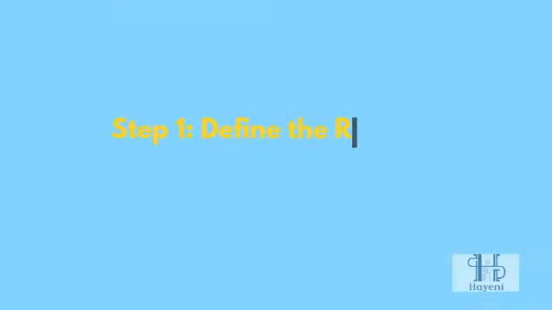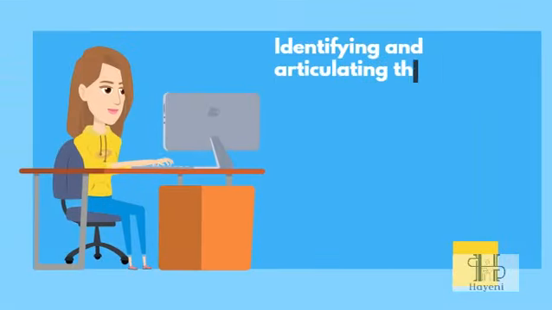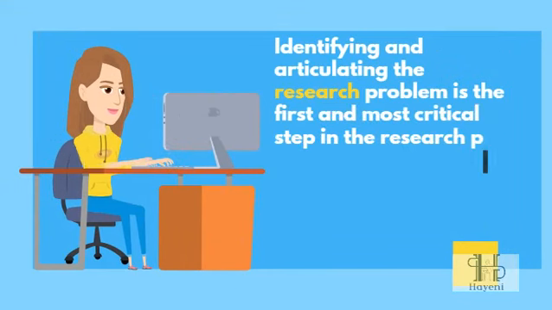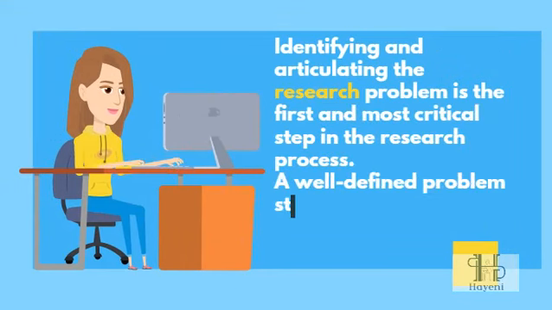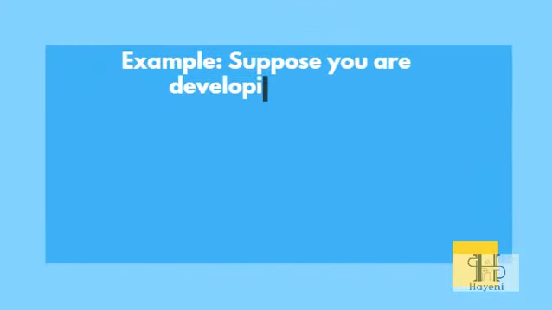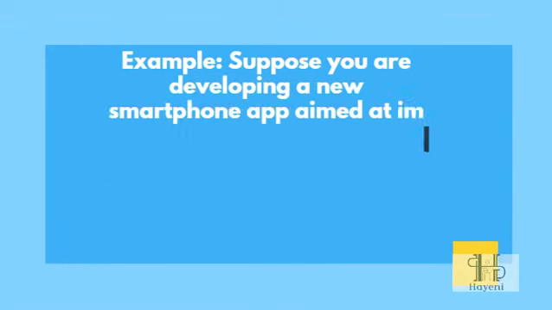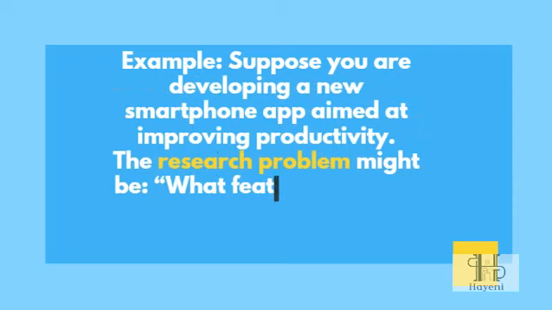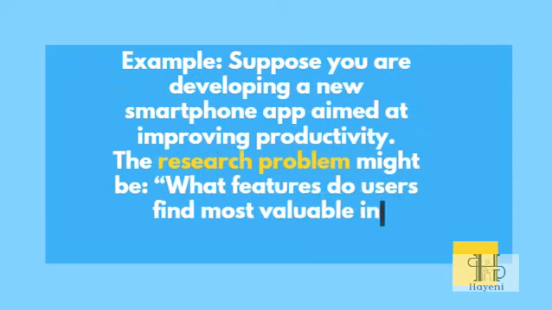Step 1. Define the research problem. Identifying and articulating the research problem is the first and most critical step in the research process. A well-defined problem statement sets the direction for the entire research project. Example: suppose you are developing a new smartphone app aimed at improving productivity. The research problem might be, what features do users find most valuable in productivity apps?